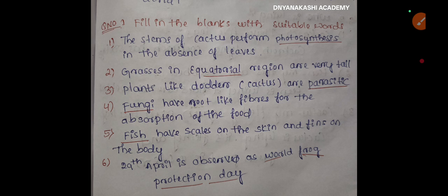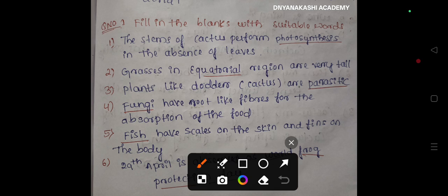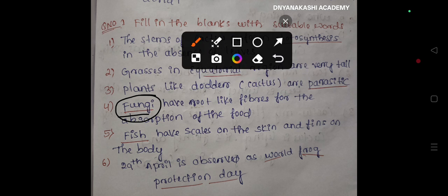Then the fourth one: dash have roots like fibers for absorption of food. The right answer is fungi. Fungi have fibrous roots for absorption of food. Next, fifth question: dash have scales on the skin. Which animal has scales on the body? The fish. Fish lives in water.